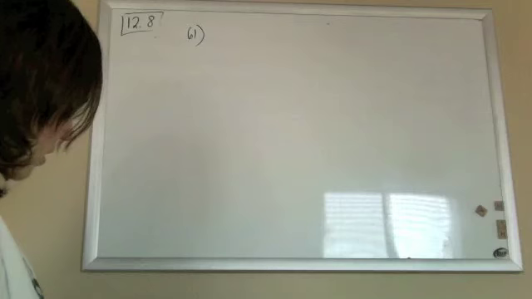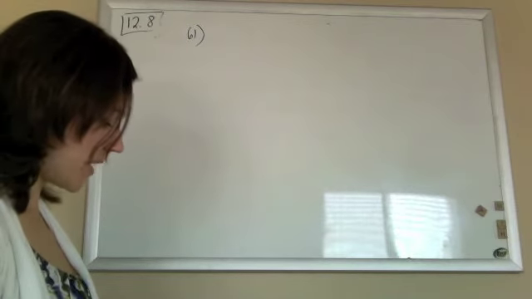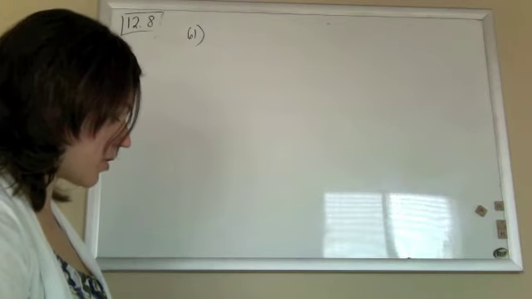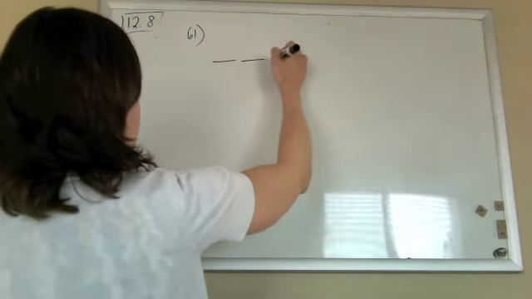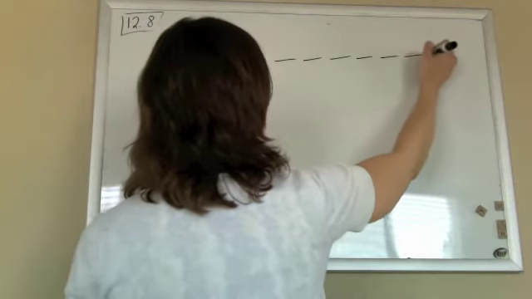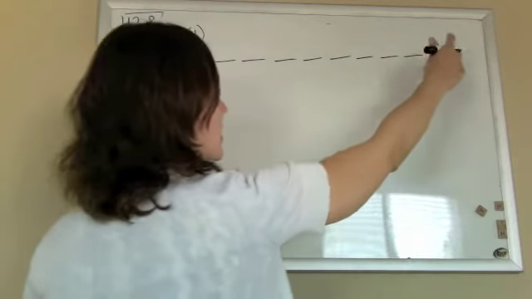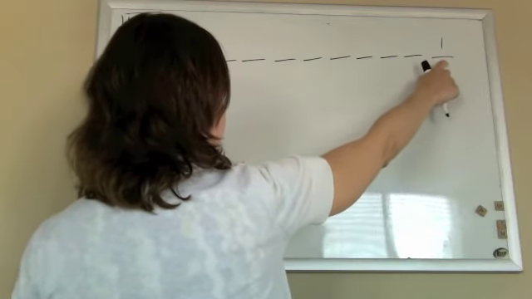61. In how many ways can the manager of a National League baseball team arrange his batting order of 9 players if the pitcher must bat last? So he's got 9 players, 1, 2, 3, 4, 5, 6, 7, 8, 9. And the pitcher must bat last. So this guy is fixed. We know there's only one possibility for him.